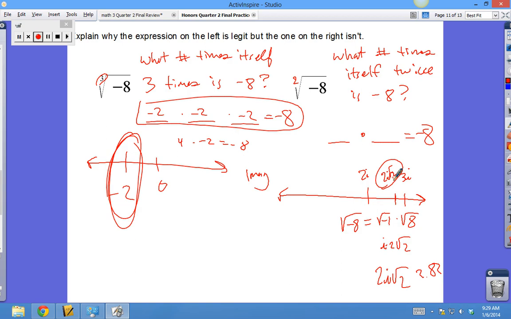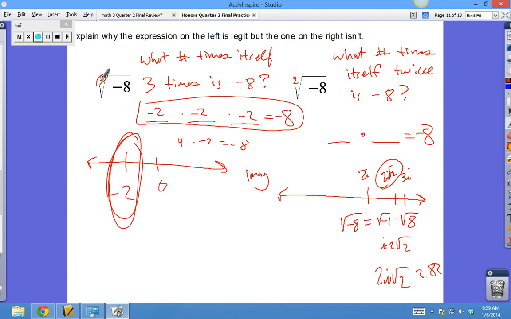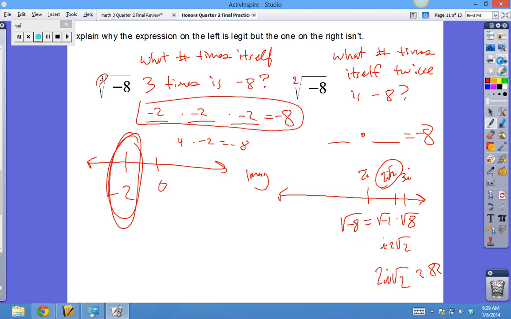So anytime you have an even index and you're trying to get a negative answer, that's impossible because you can never multiply an even amount and end up with a negative outcome. You'll always end up with a positive outcome. But if you multiply an odd amount, it is totally legal to end up with a negative outcome, because a negative times a negative times a negative is negative.